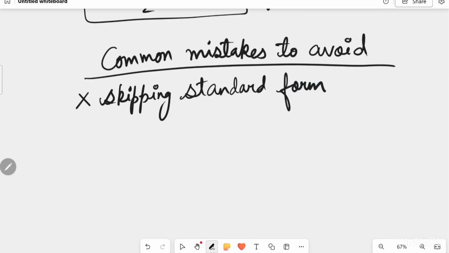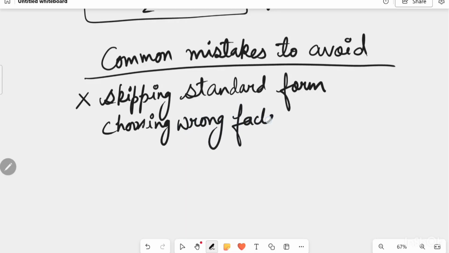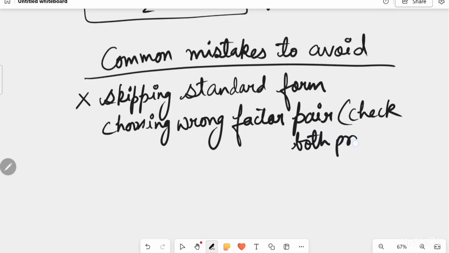Second, choosing wrong factor pair. If we choose the wrong factor pair, then our answer will also become wrong. We have to check both product and sum.